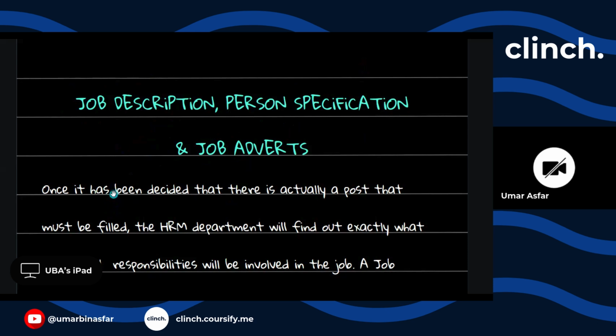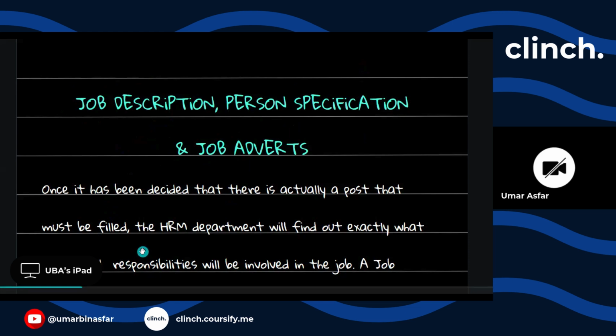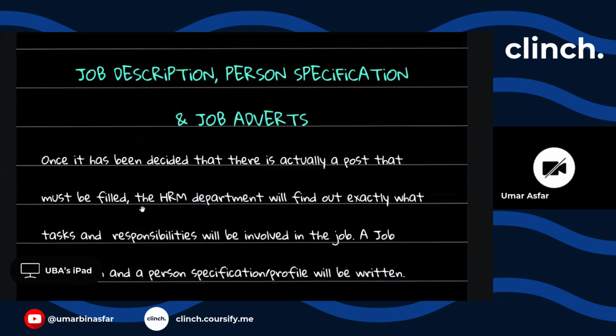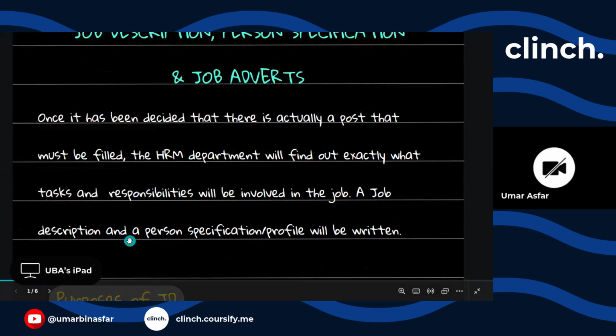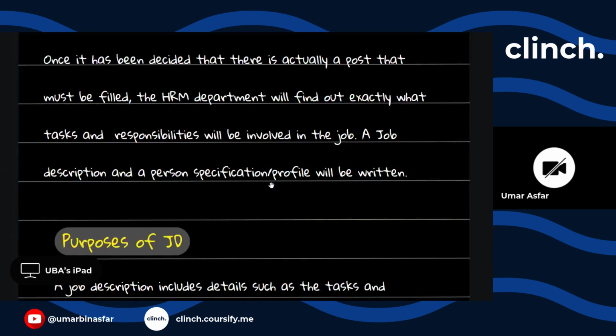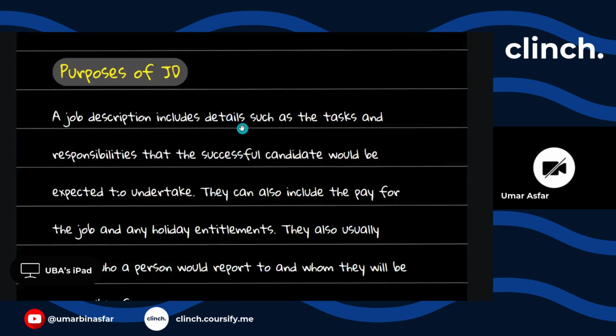So once it has been decided that there's a vacant post that must be filled, the Human Resource Management Department will find out exactly what tasks and responsibilities revolve around the job. A job description and a person specification or profile is written down and then used for the advert. The purpose of a JD is that a job description includes details such as tasks and responsibilities that the successful candidate is expected to undertake.